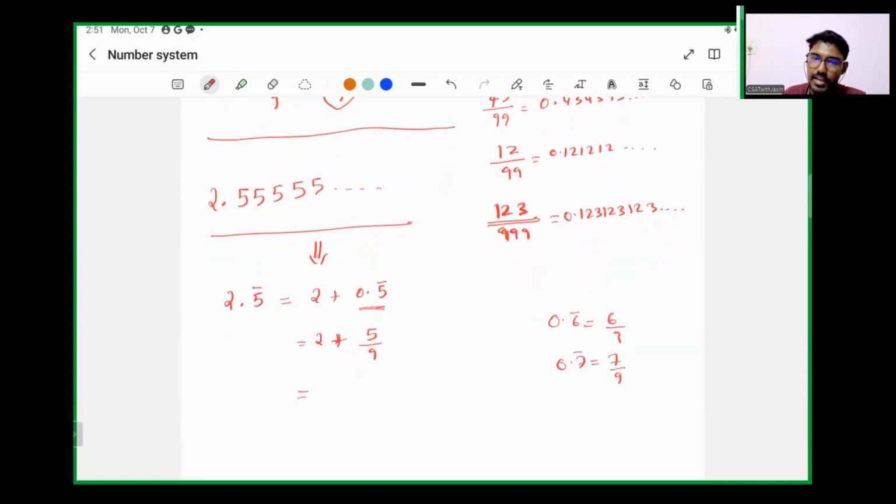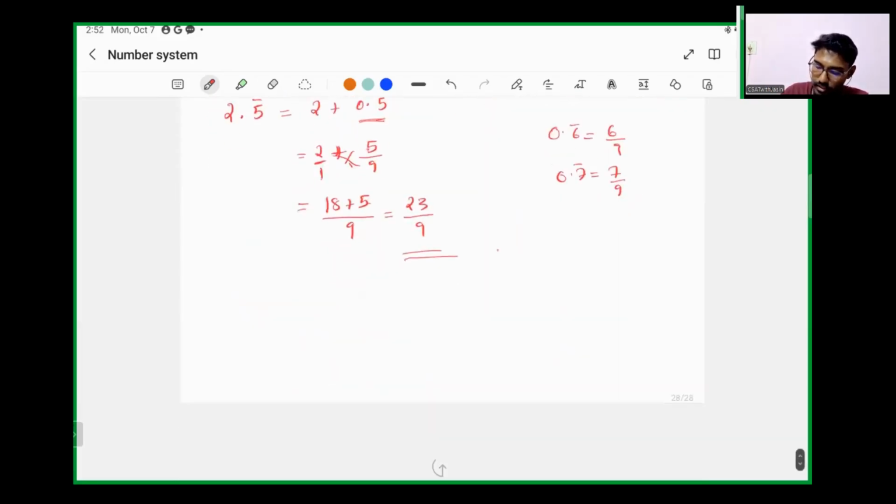Now you directly add the two fractions. So 2, you can write it as 2 by 1. Just do the cross multiplication. 9 into 2 is 18 plus 5 into 1 is 5, divided by 1 into 9 is 9. So 18 plus 5 is 23. You will get 23 by 9.